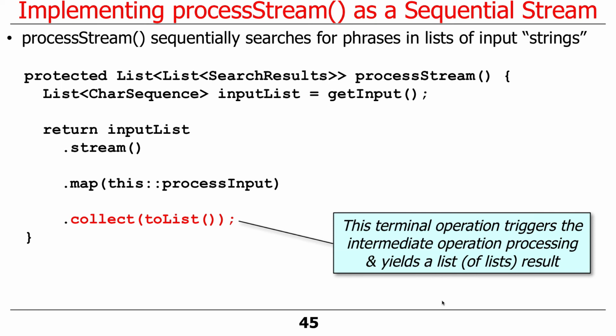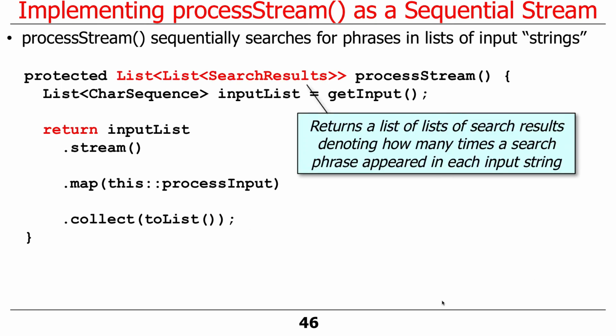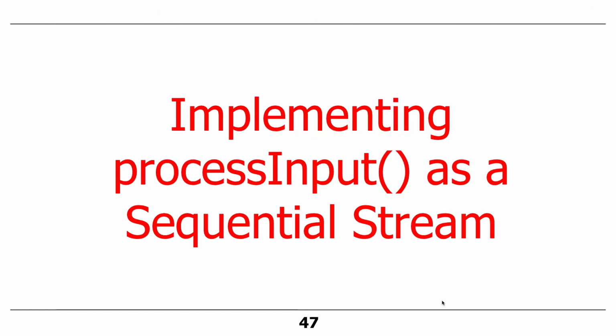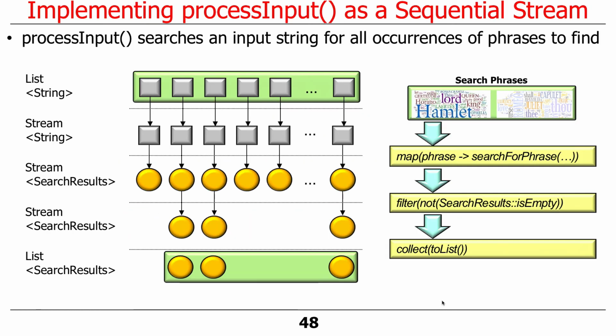And that's why we end up with a list of lists. Every item in the list is the contents of what matched, and that's what gets returned. So processStream returns a list of search results that indicate how many times each search phrase appeared in each input string. All right, so now let's take a look at the processInput method.